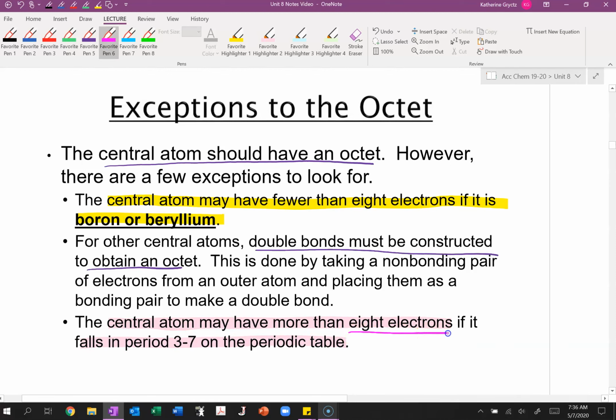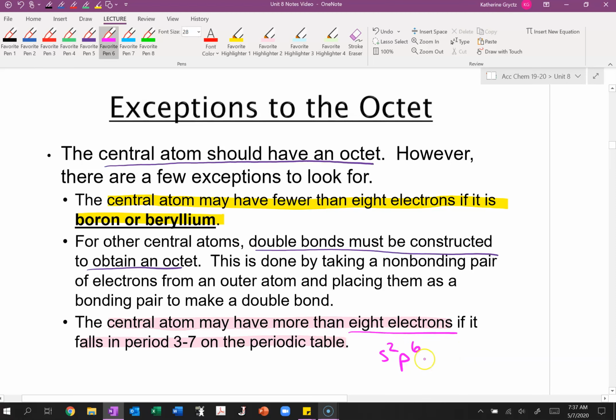So where the 8 electrons comes from is the s and the p sublevels. And a full s and a full p added together is 8 electrons. So that's where our octet comes from. However, there are more sublevels that we've looked at.